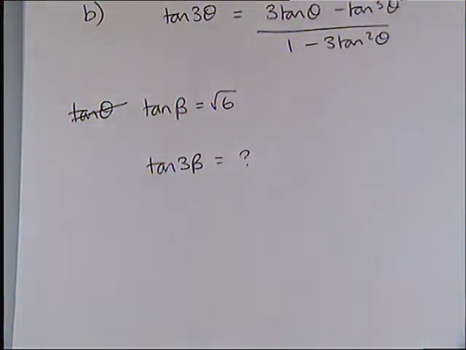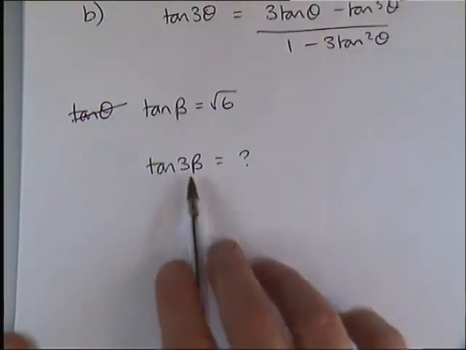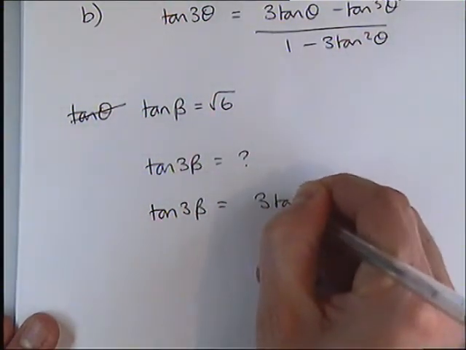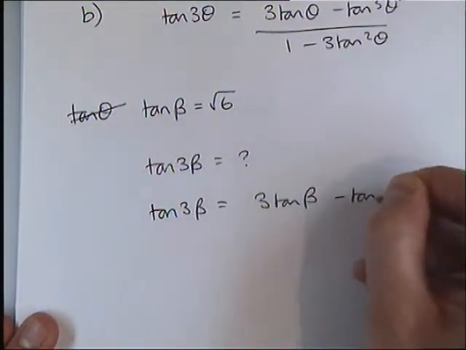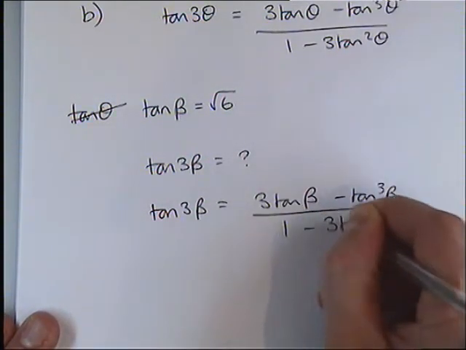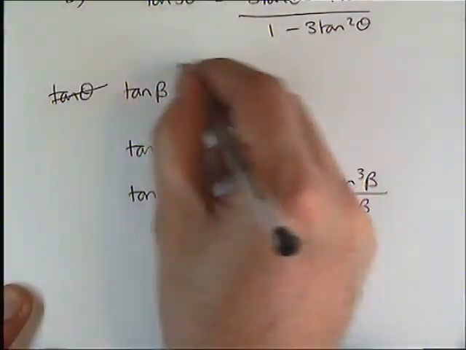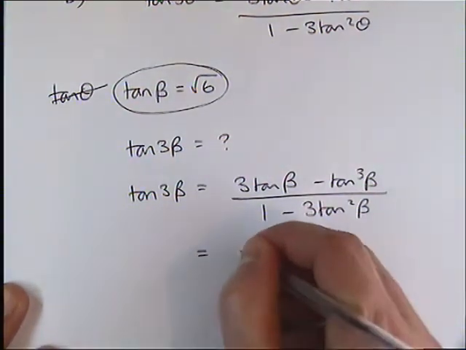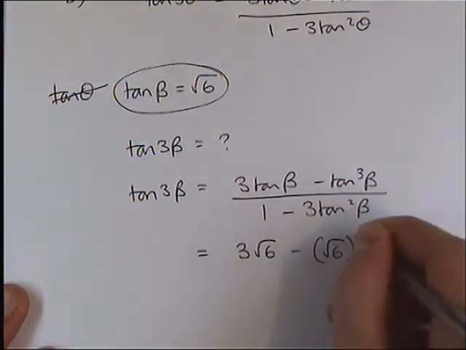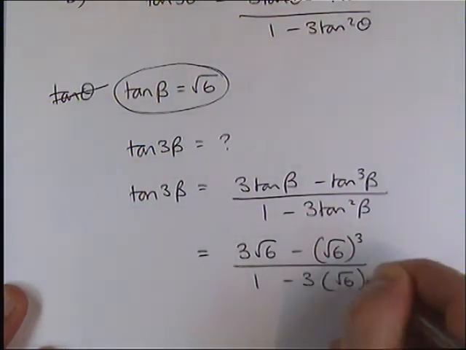Well, just so happens that in part A we came up with a formula for a triple angle like this one. So tan 3 beta is going to equal 3 tan beta minus tan cubed beta over 1 minus 3 tan squared beta. Just use this information, just substitute it in. So we have 3 lots of root 6 minus root 6 cubed over 1 minus 3 lots of root 6 squared.